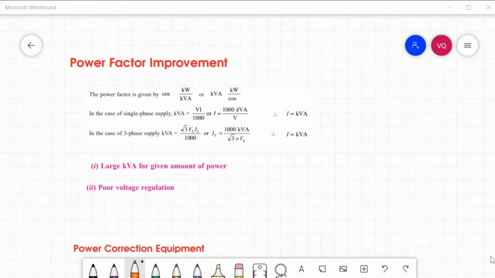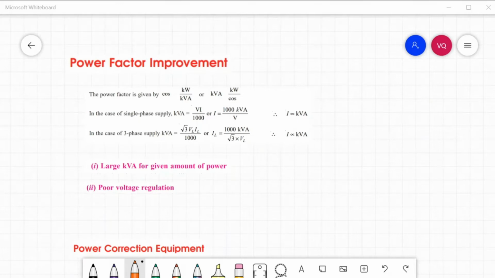So we already finished the star connected and the delta connected loads. Now we are going to discuss the power factor improvement and the power factor correction equipments.